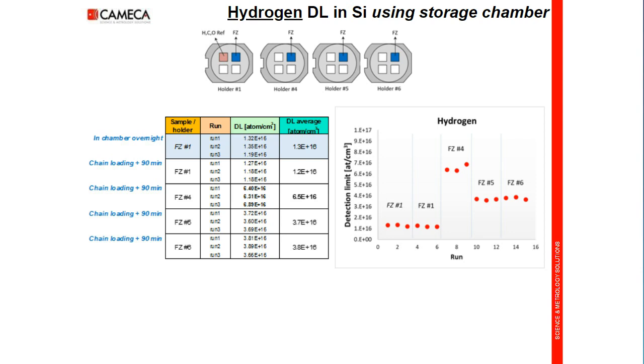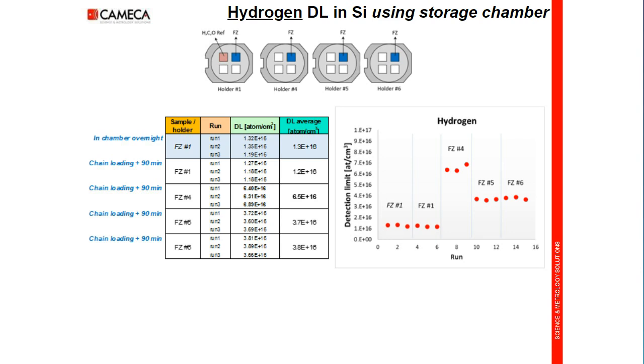Here are the results obtained for hydrogen. The best results are obtained for float zone 1, in the holder that stayed in the analysis chamber overnight. For float zone 1, no difference is observed between the 2 sets of measurements. I recall that the second set of measurements was performed after unloading to the storage chamber and then loading back to the analysis chamber.